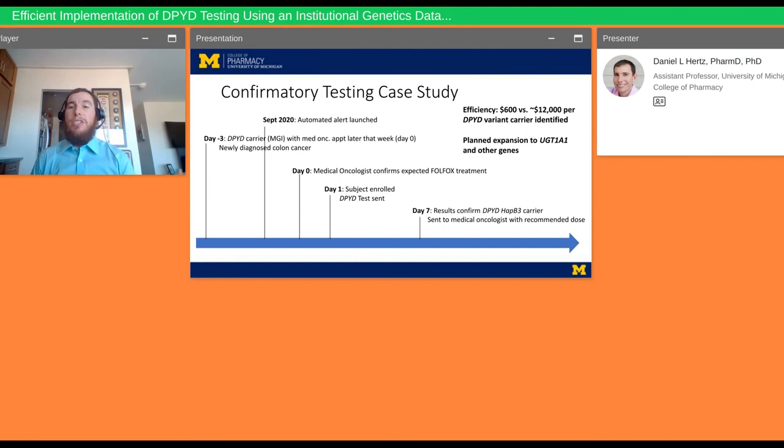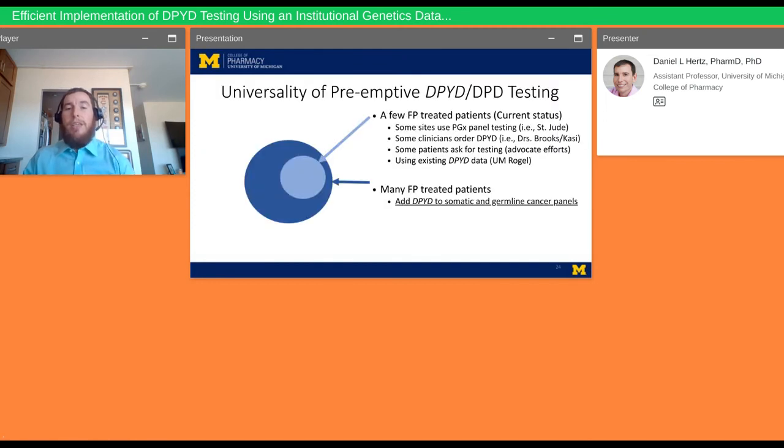In terms of the efficiency, it cost us $600 to identify and confirm one DPYD variant carrier, compared with about $12,000 per DPYD variant carrier identified in doing pre-treatment screening of all patients. We plan to expand this process to UGT1A1 and other genes that are actionable in patients with cancer. A much larger pool of patients could benefit if we added DPYD to somatic and germline cancer genetic testing panels.